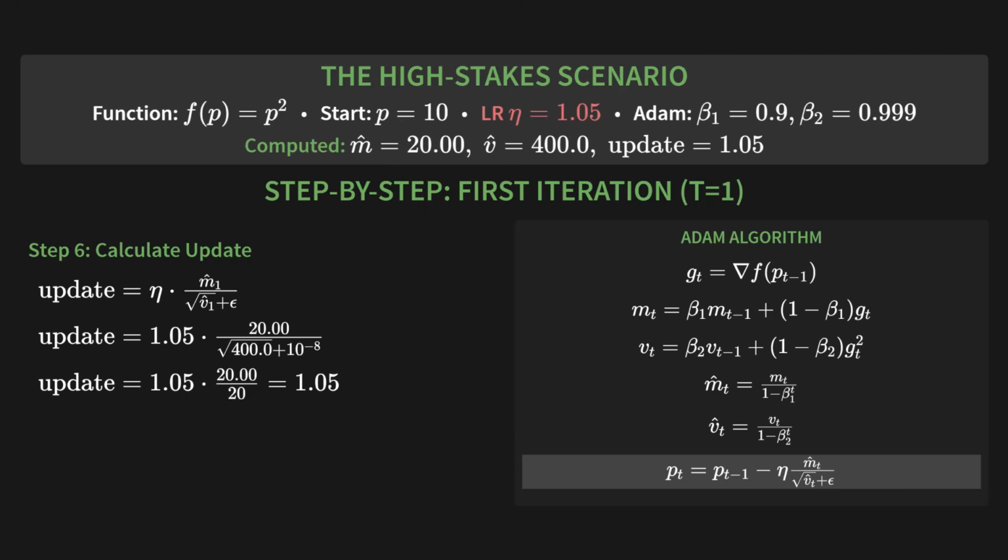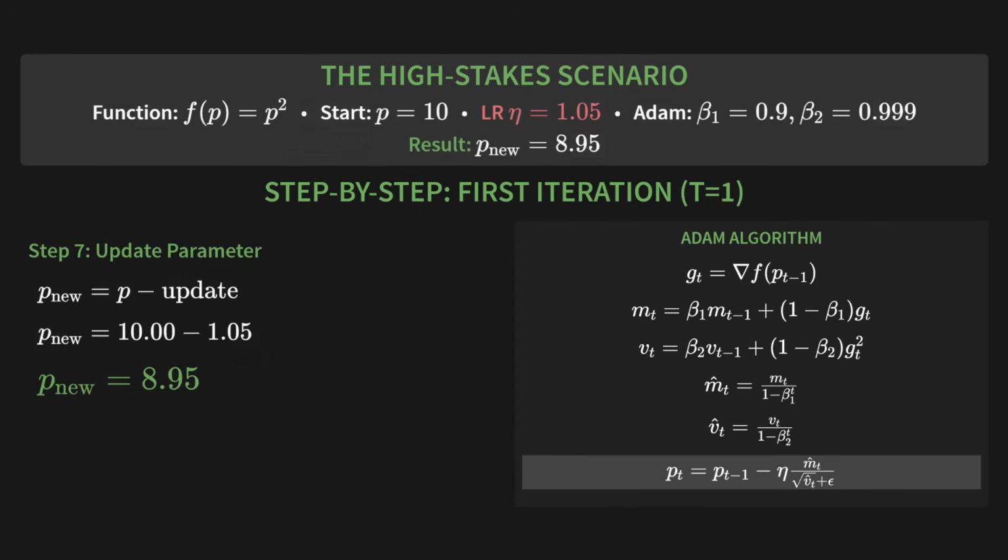Step 6. Calculate the update. This is the big one. The update is eta times m-hat divided by the square root of v-hat plus epsilon. So 1.05 times 20 divided by the square root of 400. The square root of 400 is 20, so our update is 1.05 times 20 divided by 20, which is just 1.05. And finally, step 7. Update the parameter. p new equals our old p minus the update. That's 10.0 minus 1.05. Our new p is 8.95.